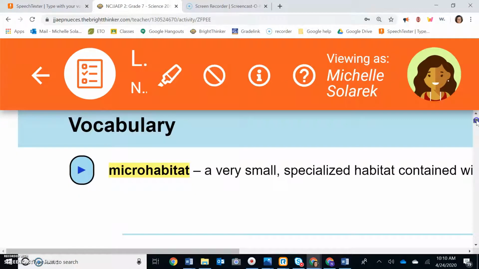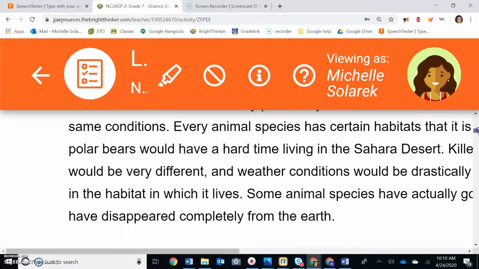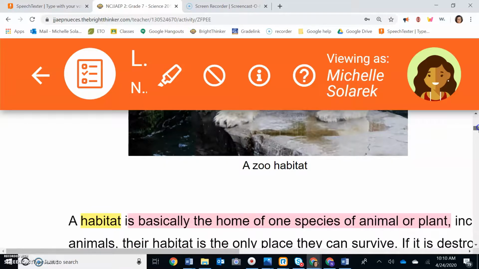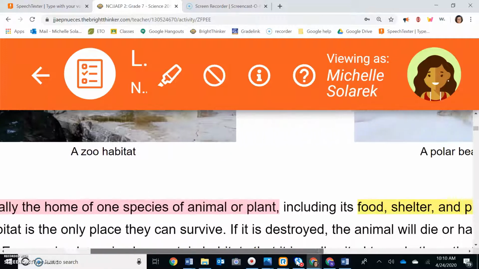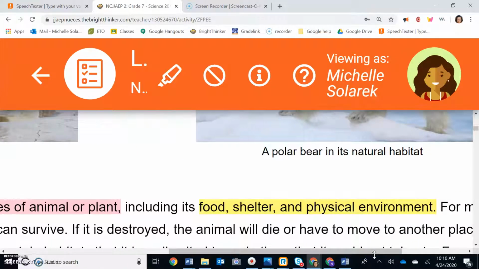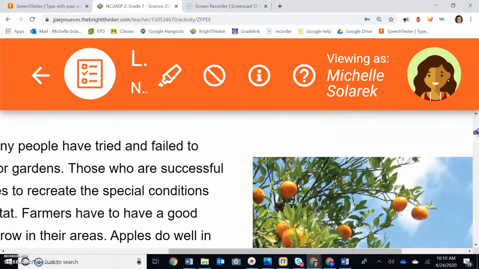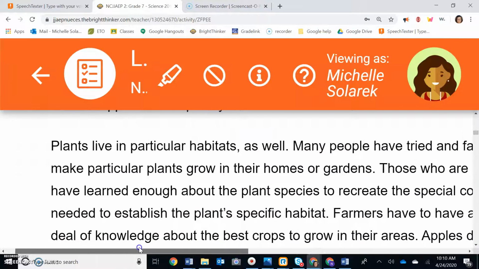Okay, so your first answer was microhabitat. Number 1, microhabitat. Number 2, habitat. Number 3, what does it include? Let's get back over here and see our answer. Food, shelter, and physical environment. Very good. Now let's come down here and look at the next. You're almost done your lesson for today.